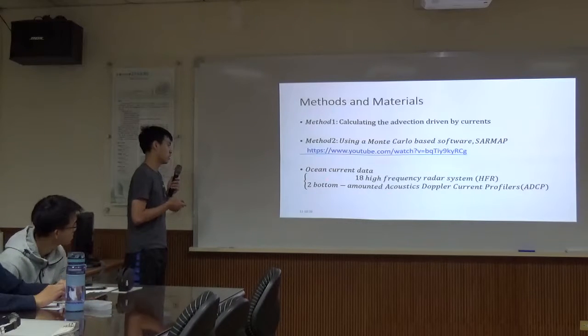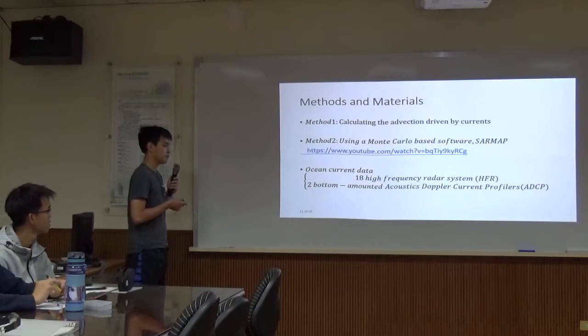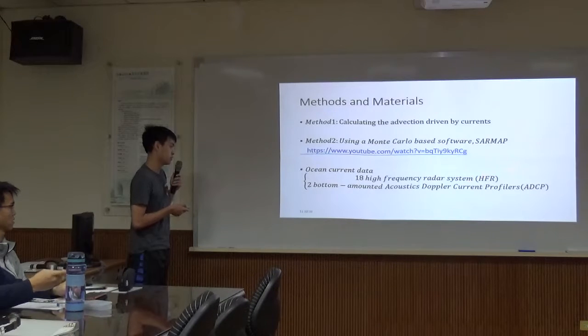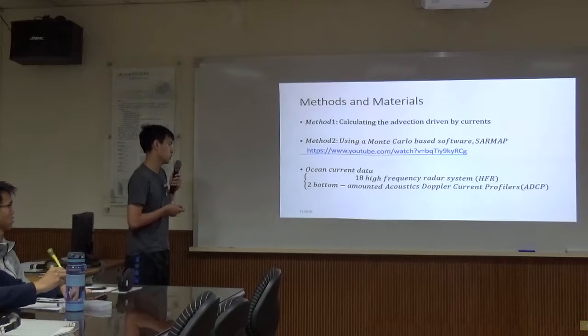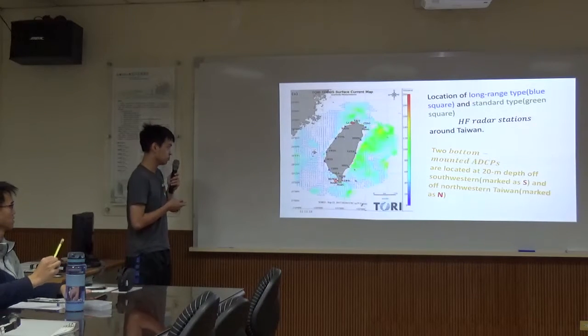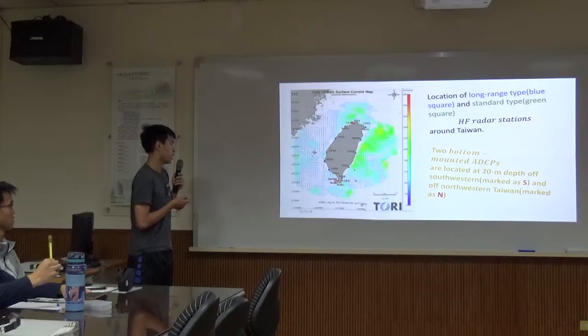And the materials are ocean current data. The stations where we collect data are 18 high frequency radar systems, with the abbreviation HFR, and two bottom-mounted acoustic Doppler current profilers. And this one is the HFRs. The blue one is the long-range HFR, and the green one is the standard type. It depends on its range.